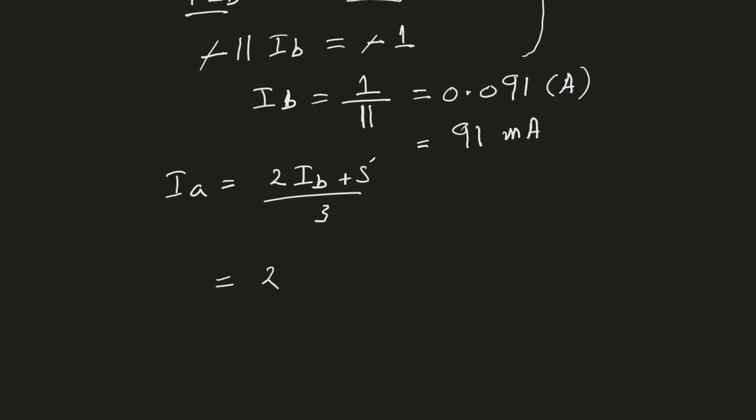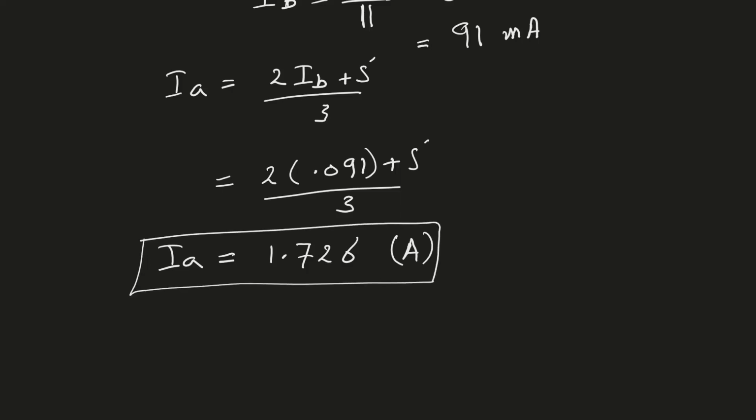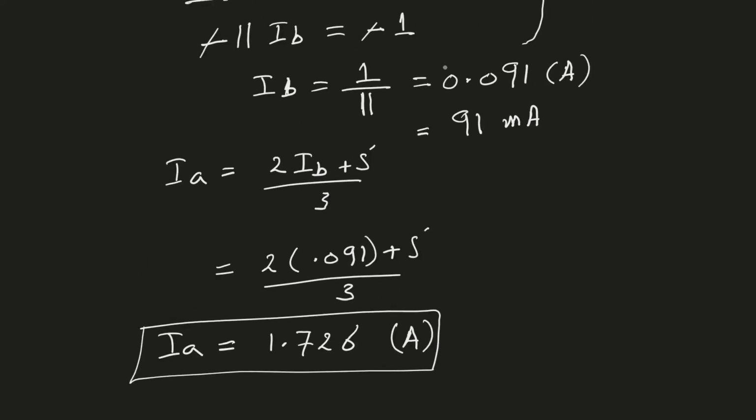I will have 2 times 0.091 plus 5 divided by 3. And if you just multiply them, add 5 divided by 3, IA comes out to be 1.726 amperes. So IA is much larger, 1.726. So we got our two currents. Now we can actually say what will happen in the circuit. So we got the two currents, 0.091 and 1.726 amperes.